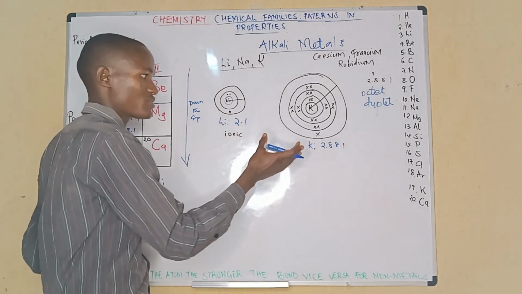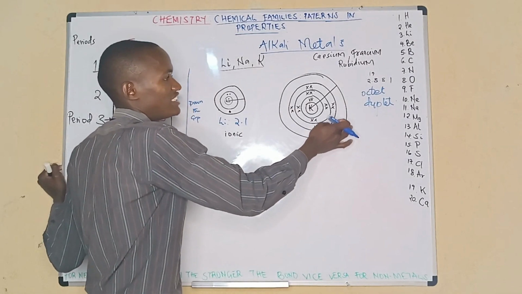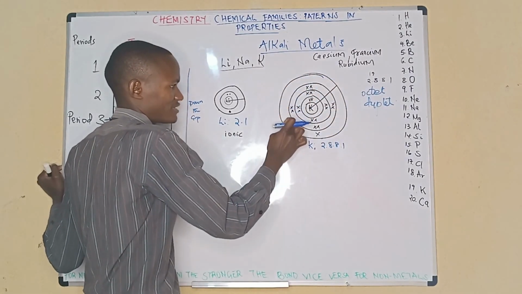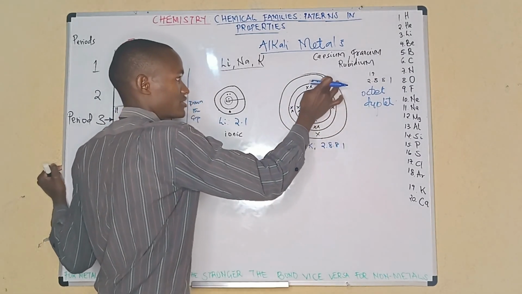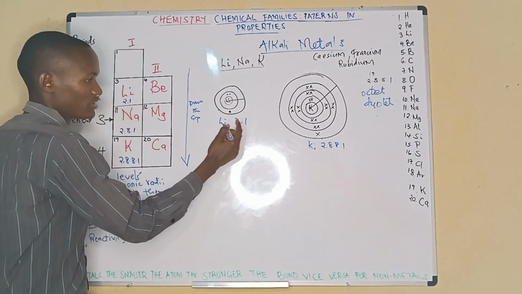And what does it mean to lose 1 electron? It means that if I lose this electron, this energy level exists no more. If it loses 1 electron, it does not exist any longer. And therefore for lithium, it will lose this electron.